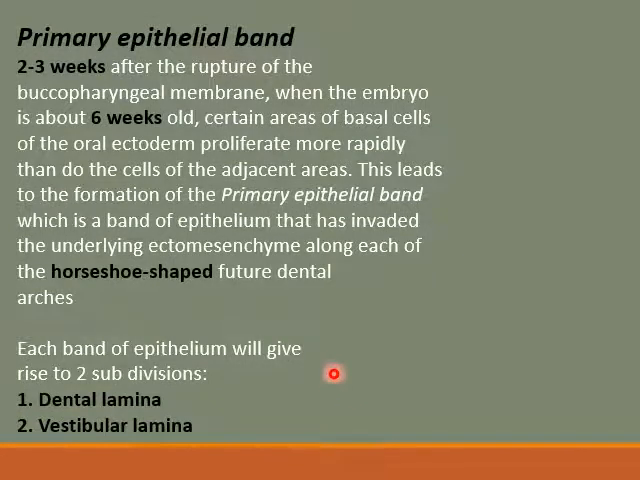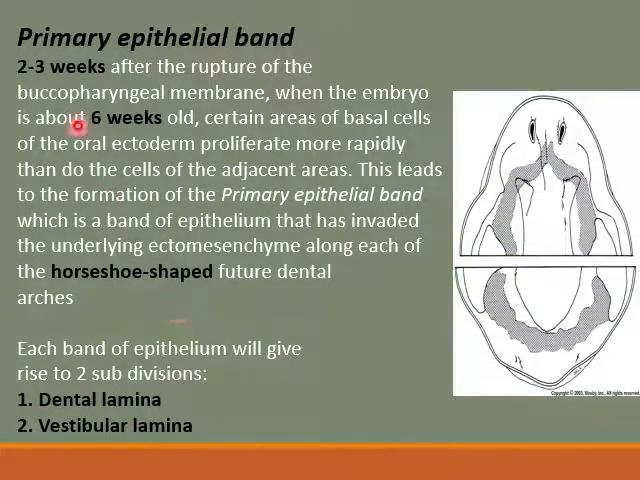Primary epithelial band. Two to three weeks after the rupture of the buccopharyngeal membrane, as we said before, when the embryo is about 6 weeks of intrauterine life, a certain area of the basal cell layer of the oral epithelium or oral ectoderm proliferates more rapidly than the cells of the adjacent area. This leads to the formation of the structure called the primary epithelial band.